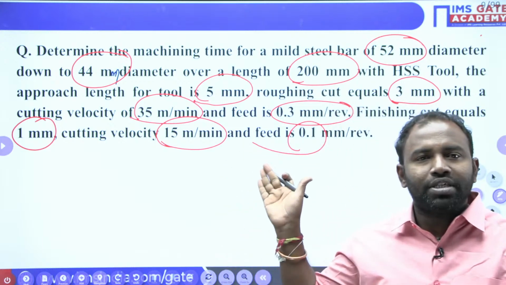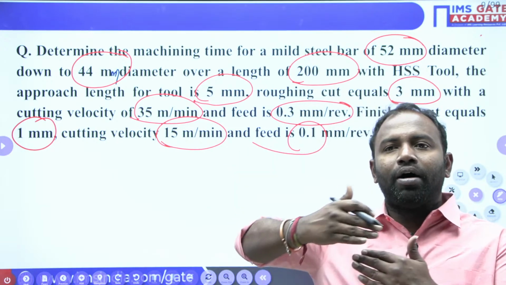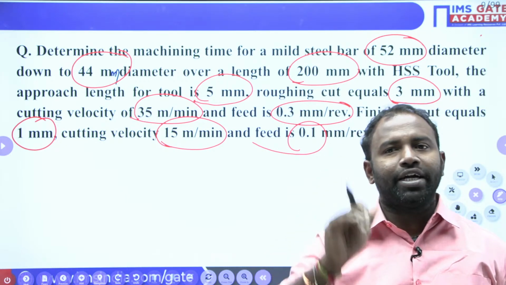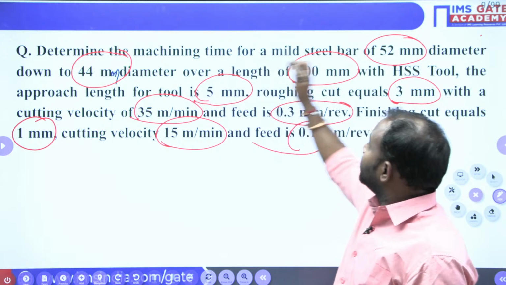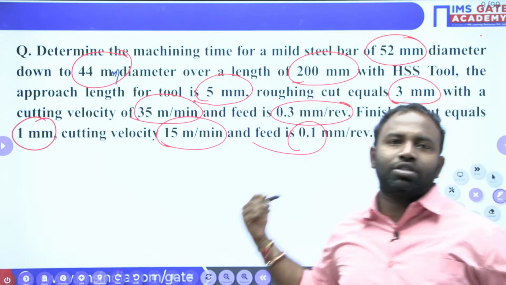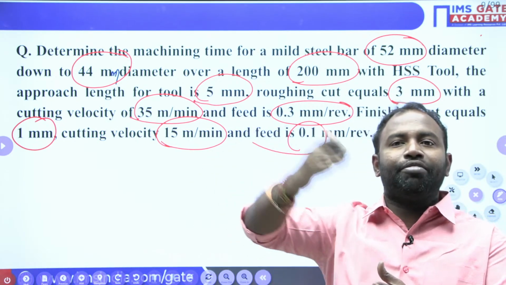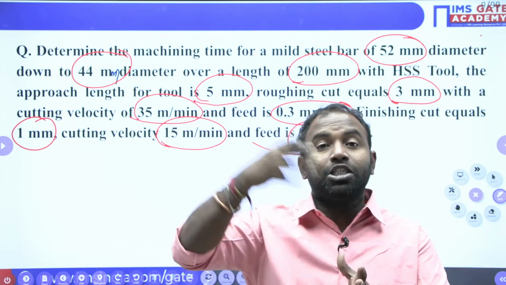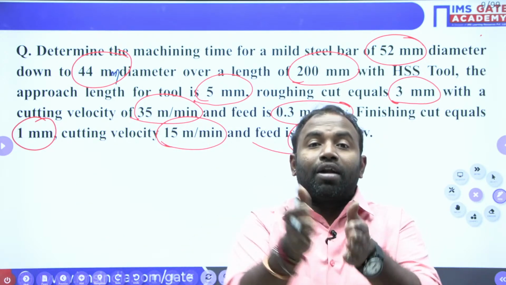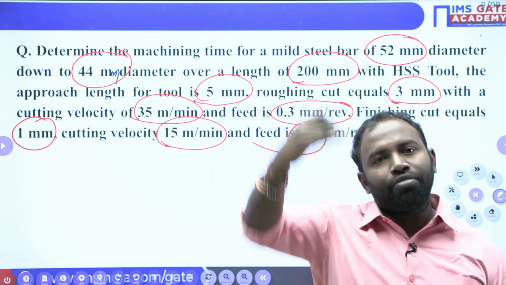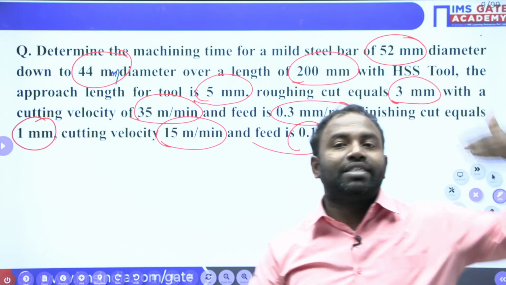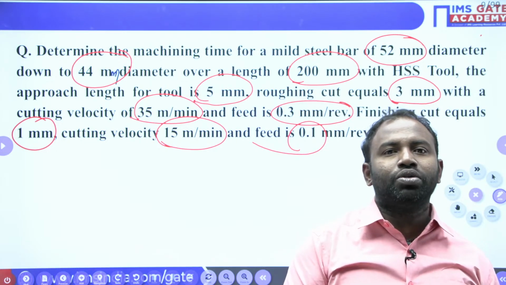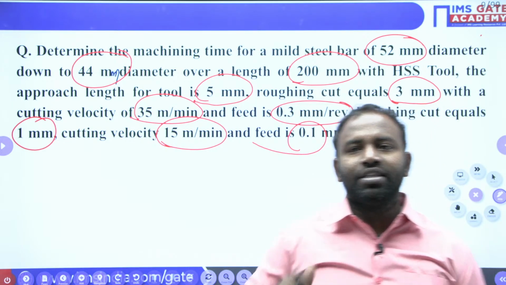Now if you observe this kind of question, both rough cutting and finishing cutting are going to take place, isn't it, guys? For rough cutting they gave some parameters, for finishing cutting they gave some parameters. That means the cutting speed and feed are going to vary for the rough cutting as well as the finishing cutting. First we will write the rough cutting parameters and secondly the finishing cut parameters, so that it is possible for you to solve the question very easily. Clear everybody? Thank you very much.